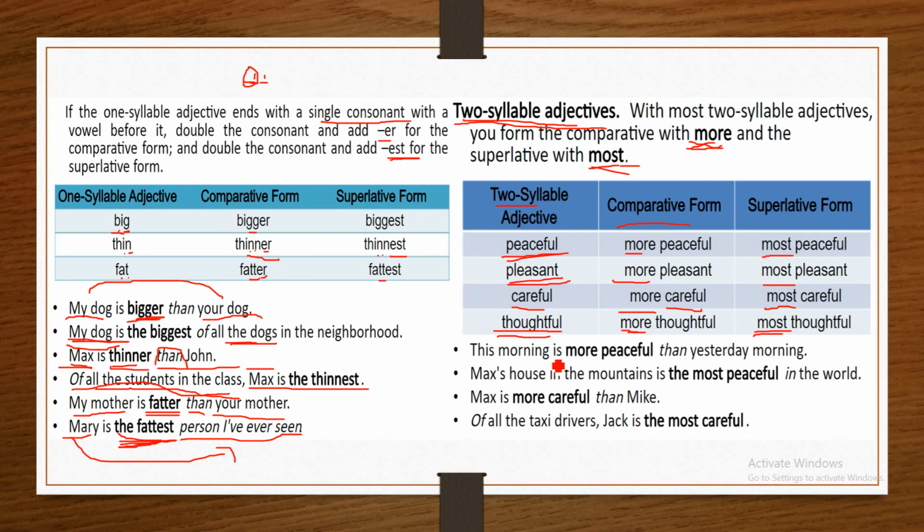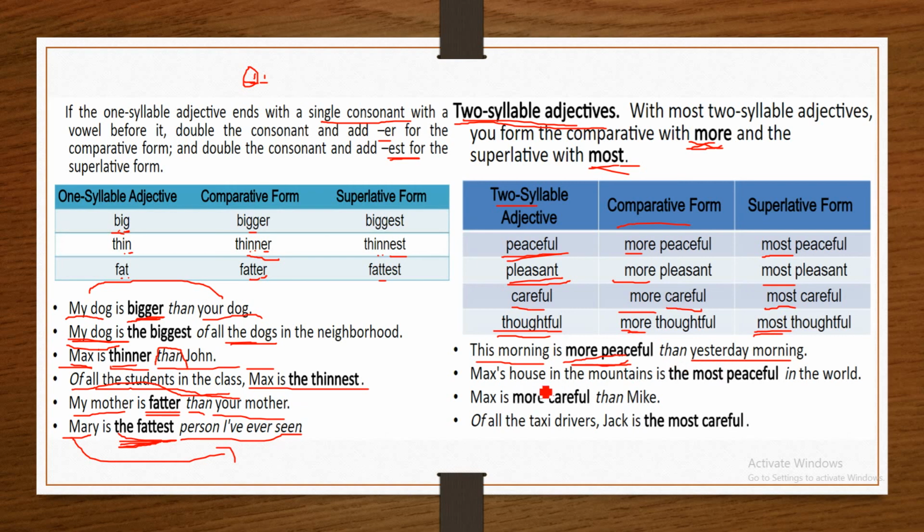This morning is more peaceful than yesterday morning. This morning and yesterday morning are compared by the adjective peaceful, more peaceful. It has more than one syllable, two syllables: peaceful, more peaceful than yesterday.